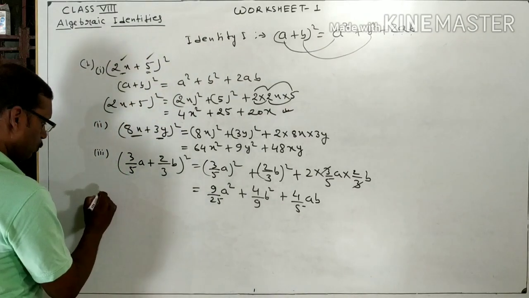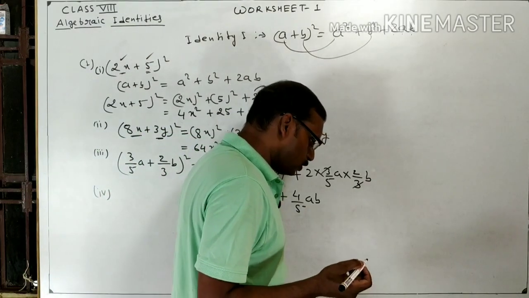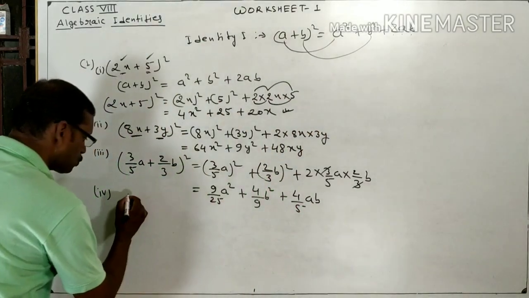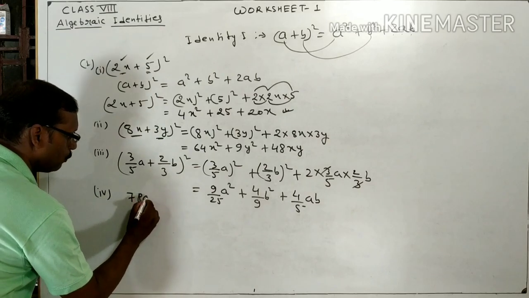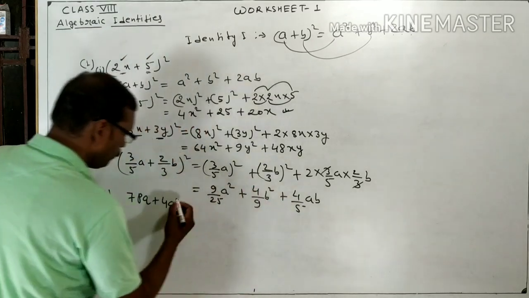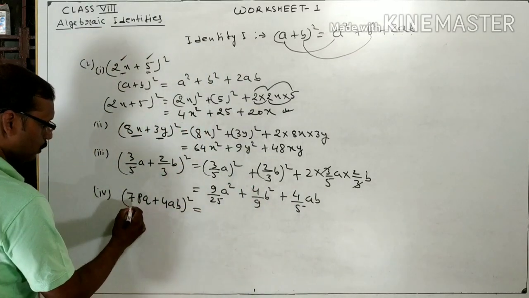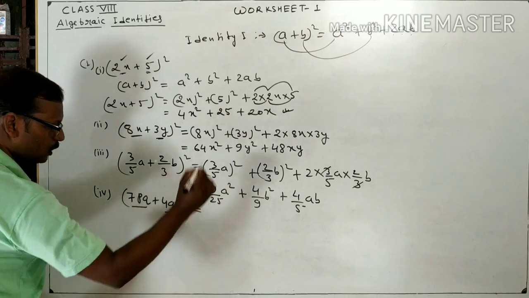Question number 4. (7pq + 4ab) whole square. Sorry, 4ab whole square. So the first number is 7pq and the second number is 4ab.